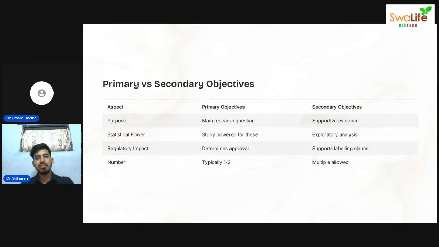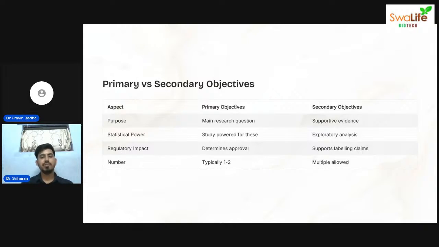Exploratory analysis is hypothesis generation. Hypothesis generation is nothing but giving ideas. Your research should give ideas for future research. That is the exploratory analysis. Regulatory impact lies in the primary objective. There should be regulatory support primarily for the primary rather than the secondary objective.